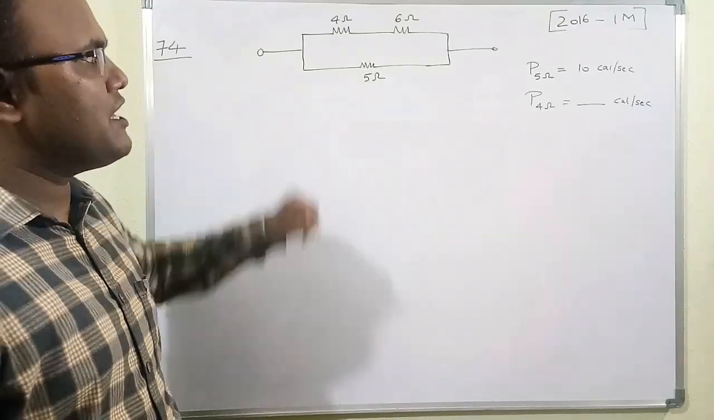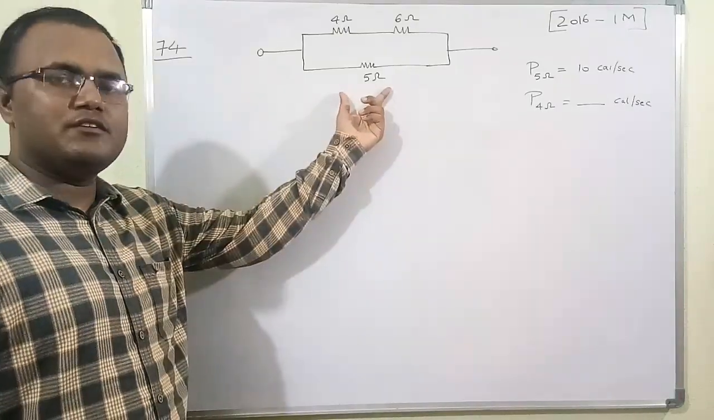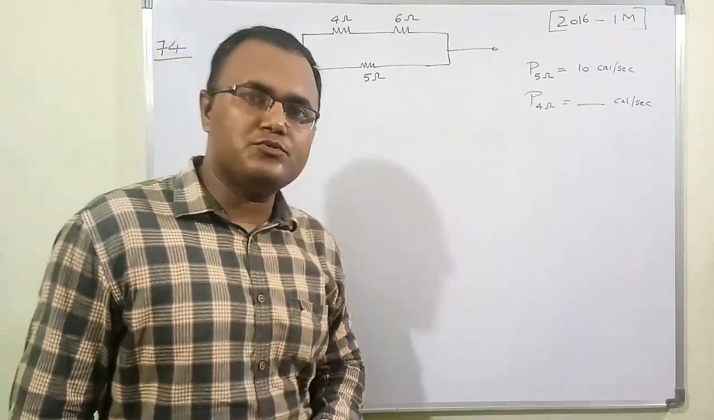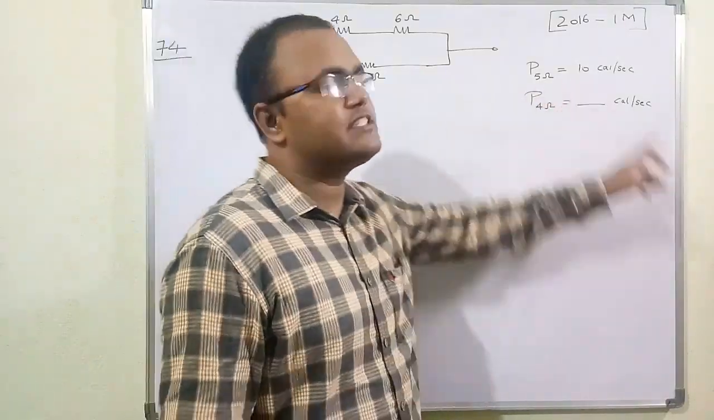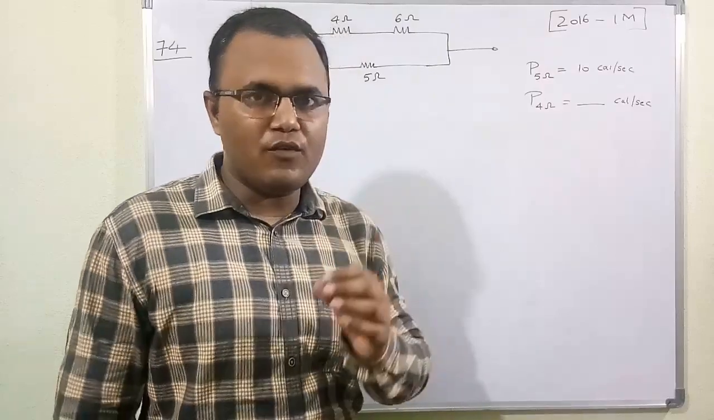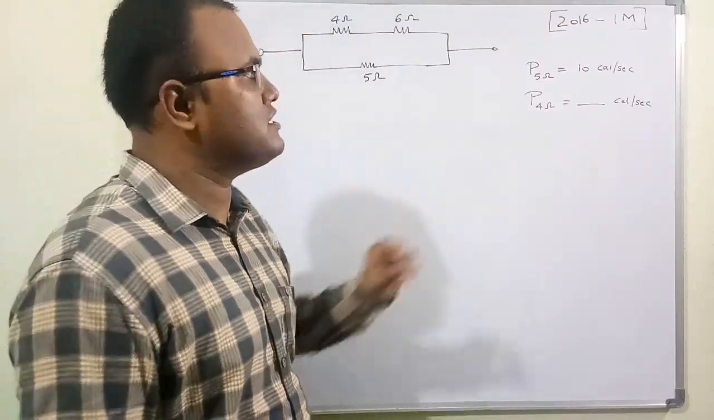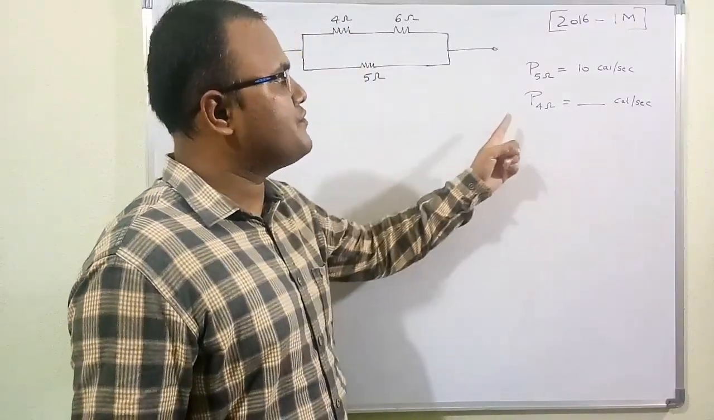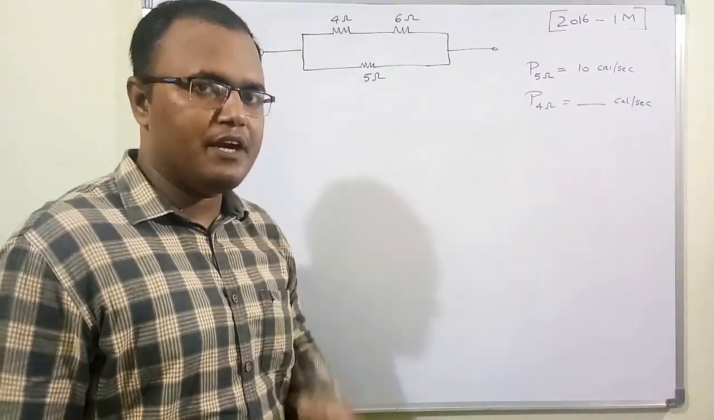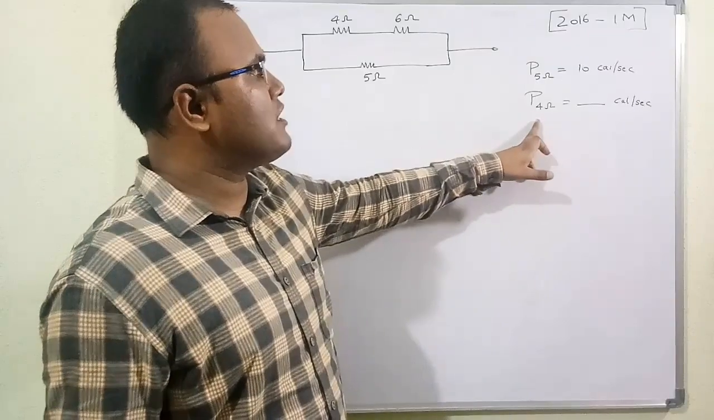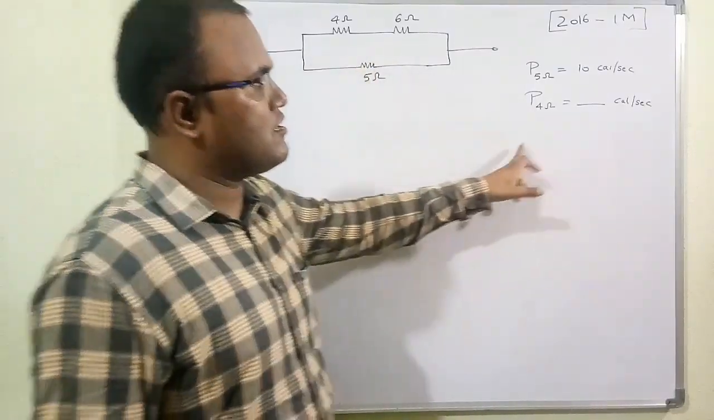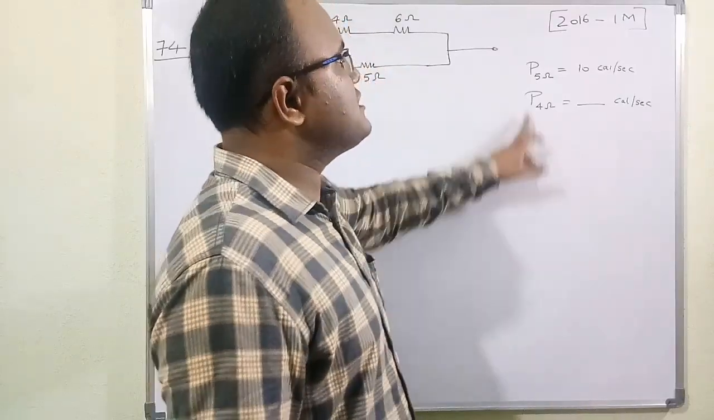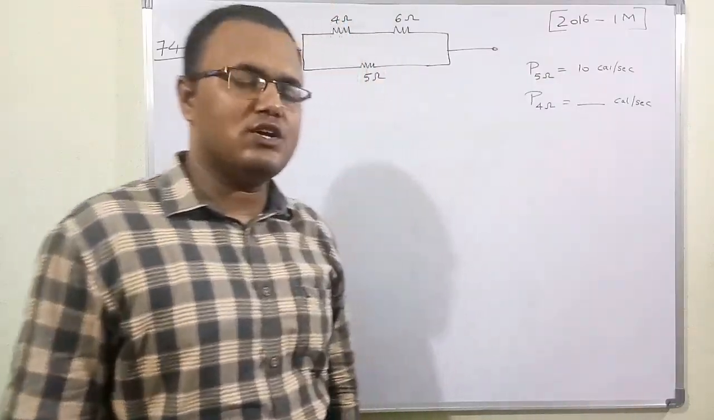In this question it is given that the power absorbed, since a resistor will always absorb power, by the 5 ohm resistor is 10 calories per second. And the main aim in this question is to figure out the power absorbed by the 4 ohm resistor in calories per second. This question was given in GATE year 2016 for 1 mark.